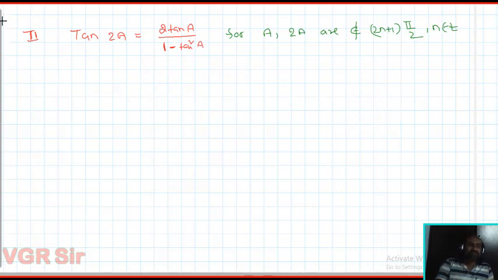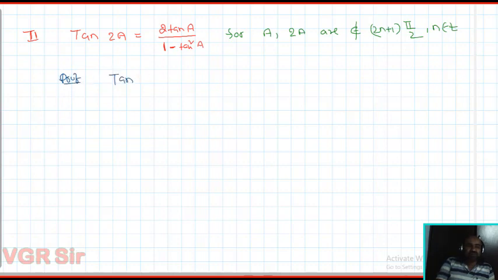So tan 2a means 2 tan a by 1 minus tan square a. You can remember that, that is not a big problem, but conditions are important in trigonometry, or especially in mathematics. So what is the condition? a and 2a should not be in the form of (2n+1)π/2, where n belongs to Z. The proof is not a big problem for us. Okay, proof.